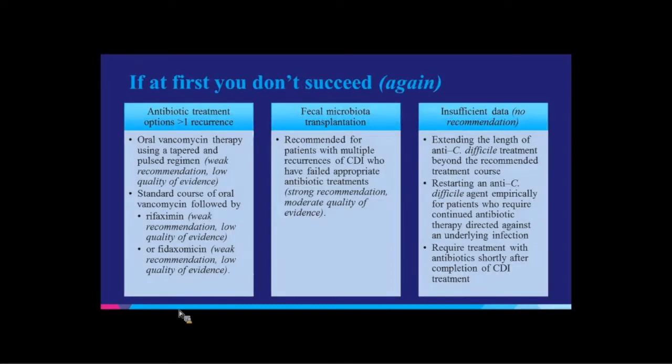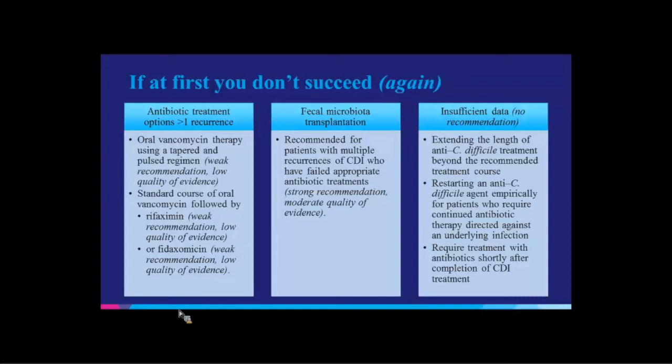What about that second recurrence? The dreaded second, third, fourth recurrence, right? This is all the same for whichever recurrence past recurrence number one. Options, again, another tapered or pulse regimen of oral vancomycin, standard course of oral vancomycin followed by rifaximin or fidaxomicin. Again, all of these are weak recommendations with low quality of evidence. Oddly enough, strong recommendation with moderate quality of evidence is the fecal microbiota transplant, sort of making it in there. If you failed for that second time, it's up there. It's getting up there earlier in the regimens.